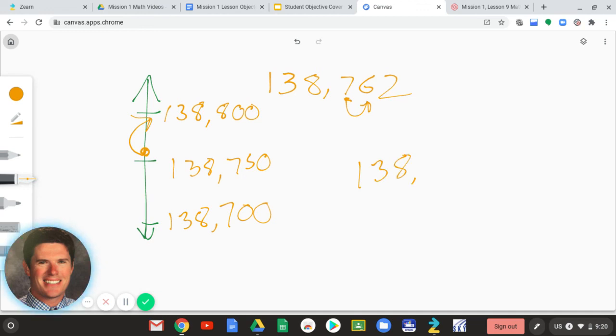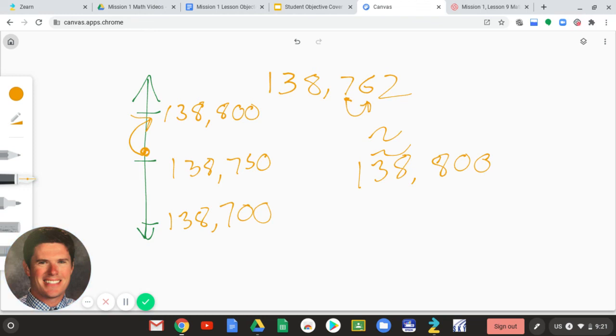Why I'm showing you this is you can see the lower the place value that we round to, in this case the hundreds, the closer we stay to the actual number, and the more accurate of an estimation we're going to have. So if you want a better estimation using rounding, round to a lower place value. The higher the place value you round to, the further away you get from the actual number, and it's going to be less accurate.